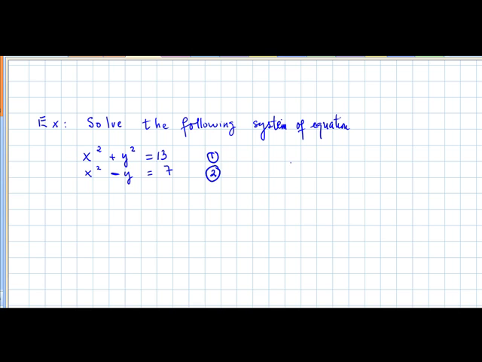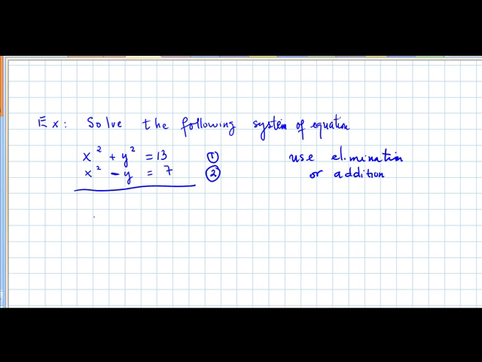So we use the elimination method, also called addition. Now the whole idea of this is I want to add these two equations in such a way that either x or y cancel out.